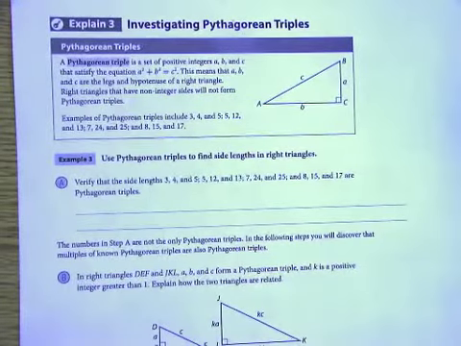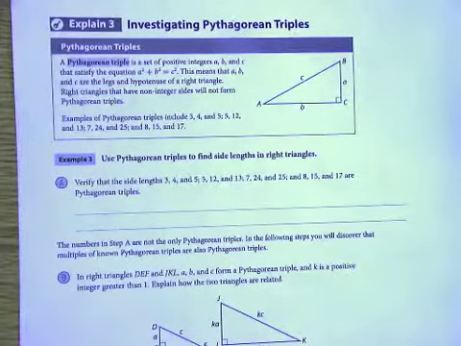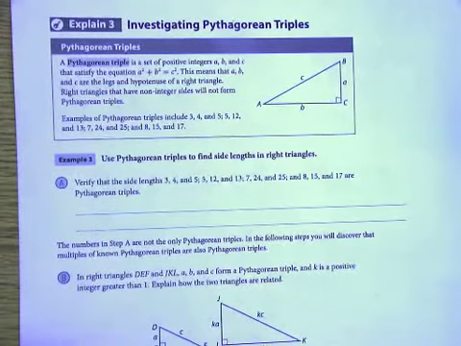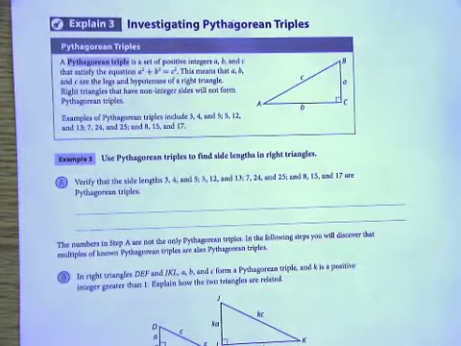Finally, in this lesson, we're looking at Pythagorean triples. A Pythagorean triple is a set of positive integers. So think about what that means. Positive, you know what that means. Integers means nice, pretty numbers. So you can't use decimals, you can't use radicals, they have to be nice, pretty numbers.